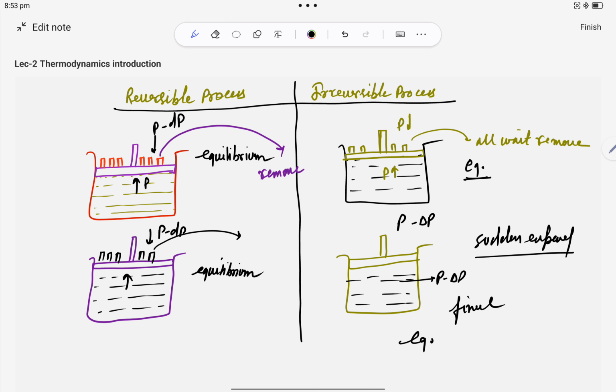So that is the explanation, children, for this. I cannot explain more. This is enough. So this is all about the introduction of thermodynamics.